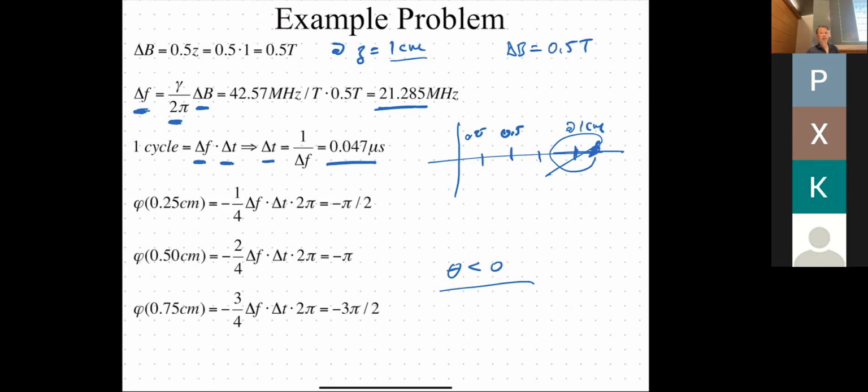Okay? So that's just trying to give you a sense of the fact that we're actually trying to look at the relative phases of these spins, right? If I have spins precessing at different frequencies over the same amount of time, the spins that are going faster accumulate more phase than the spins that are going slower. They're going to get less phase, all right?